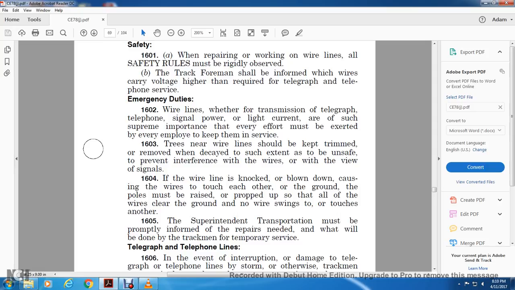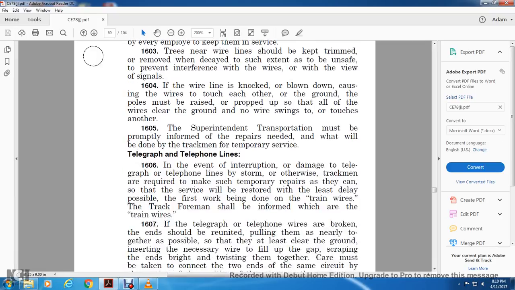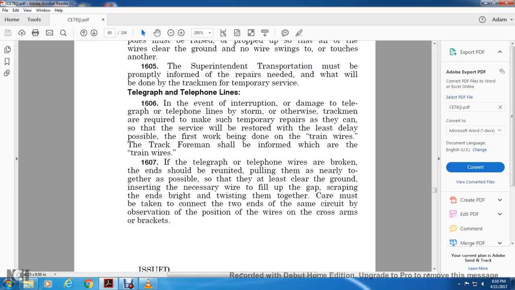If the wire line is knocked or blown down, causing the wires to touch each other on the ground, the poles must be raised and propped up so that all the wires are clear of the ground, with no wires swinging to touch another. The Superintendent of Transportation must be properly informed of the repairs needed, which will be done by the trackmen as temporary service. In the event of interruption or damage to the telegraph or telephone lines by storm or otherwise, trackmen are required to make such temporary repairs as they can, so that service will be restored with the least delay possible.